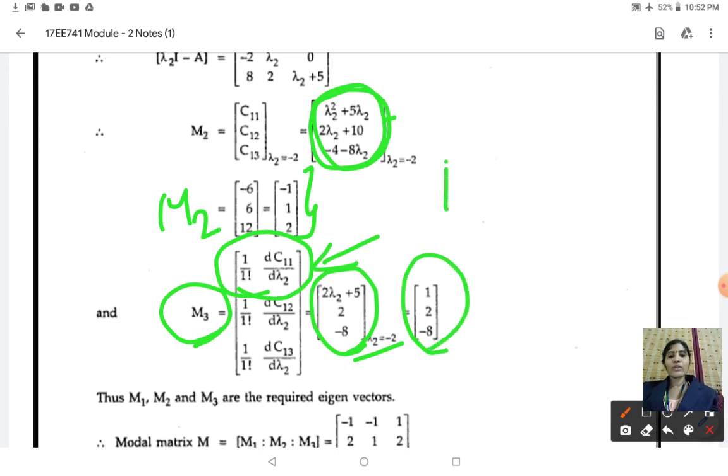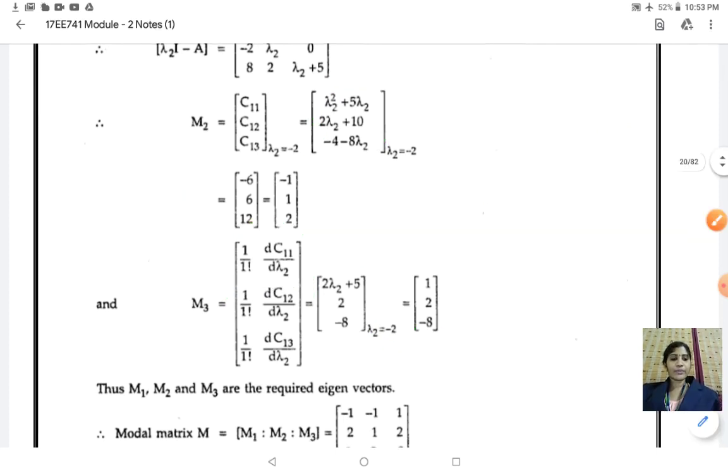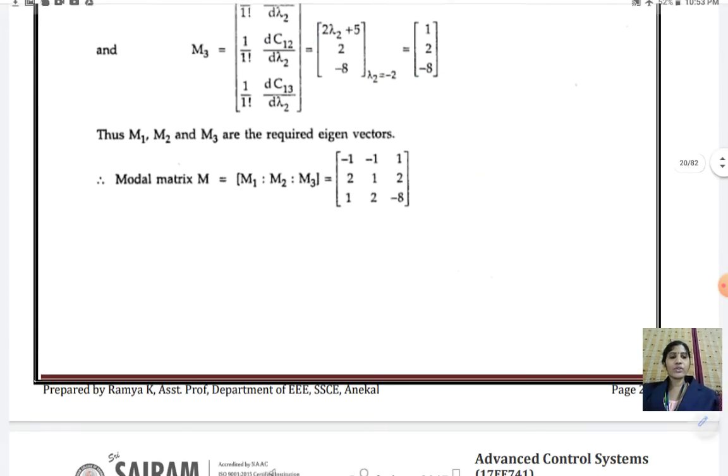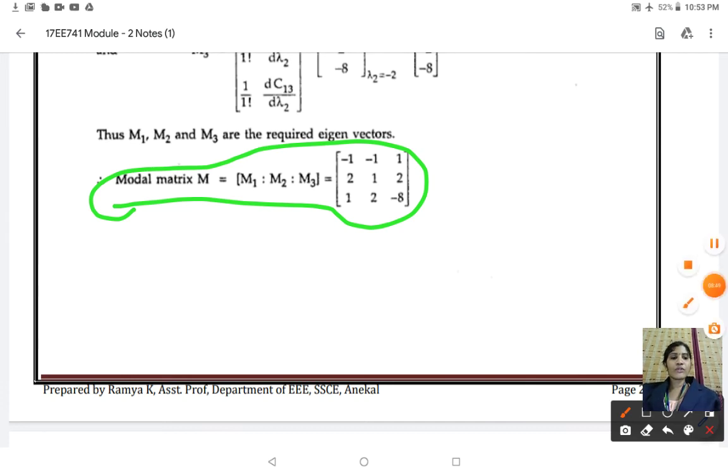Now you have obtained M1, M2, and M3. So write M1, M2, M3 in this order to frame your modal matrix M. When you do so, you will be getting the modal matrix like this. So this is how you have to obtain the generalized eigenvector.